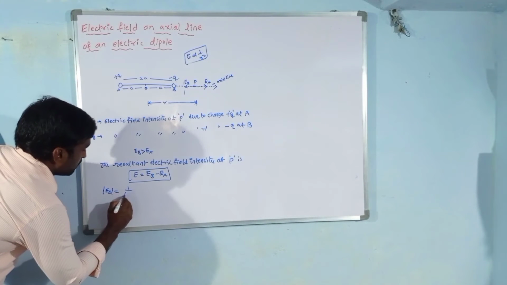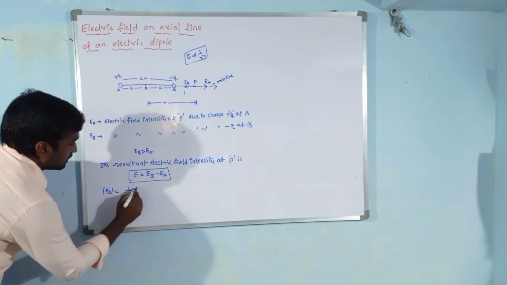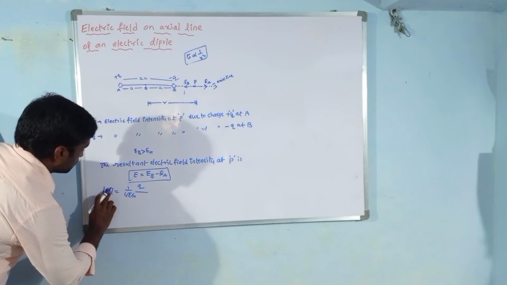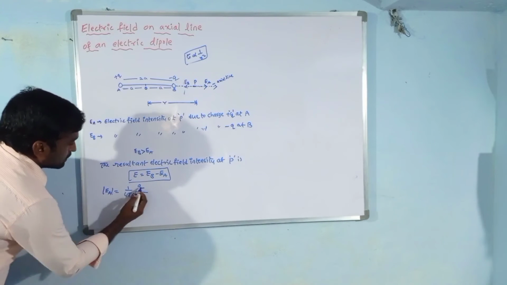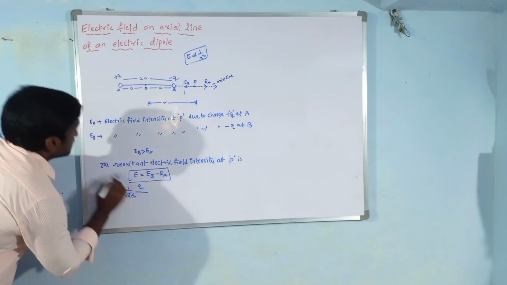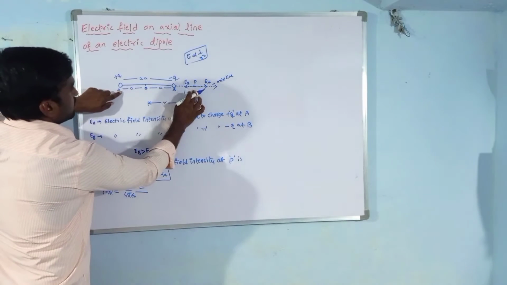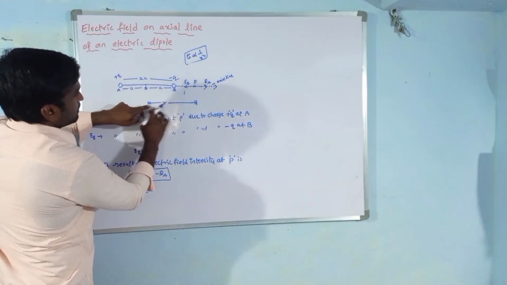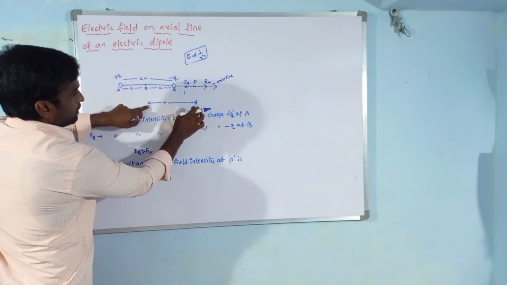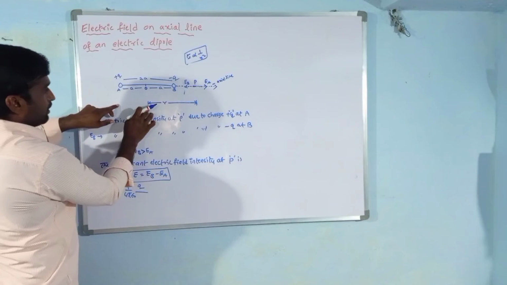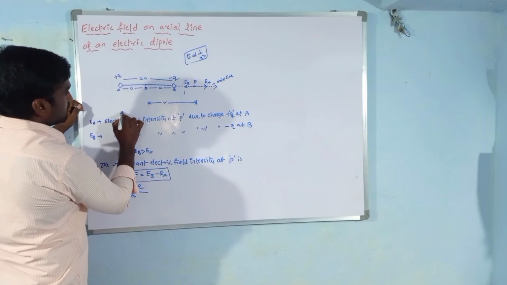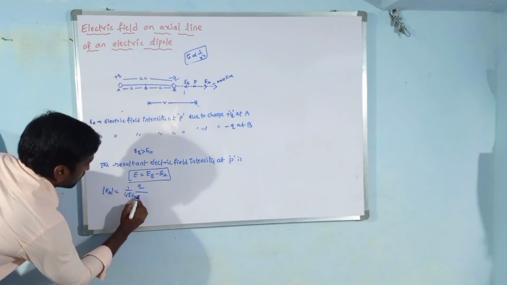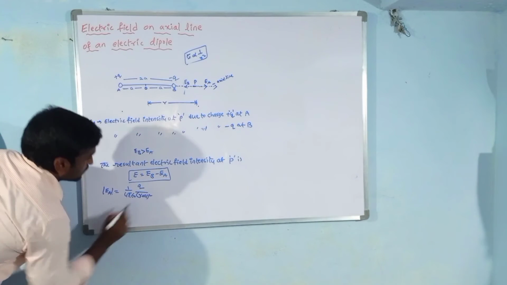That is 1 by 4 pi epsilon naught. So what is the charge? Plus Q. Q by, what is the distance between P and A? This is the distance between the center point and point P, and this is the distance between the center and point A. So this is the total distance, that means R plus A whole square.